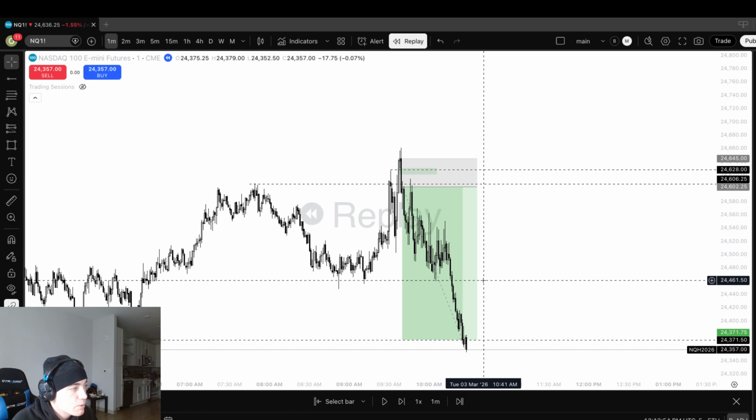Only value I can really take away from this is maybe think about not going break even and just letting it run. But at this point of where I'm at, I want to see this just flush down, especially with that strong displacement on the 1-minute. And I had a really good entry, so not mad at it.